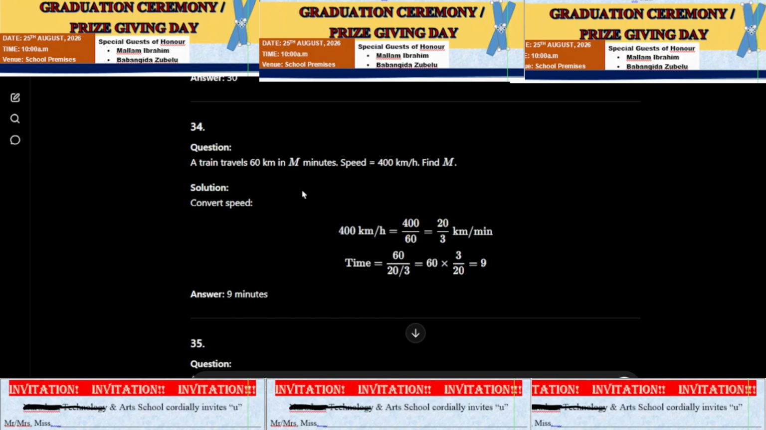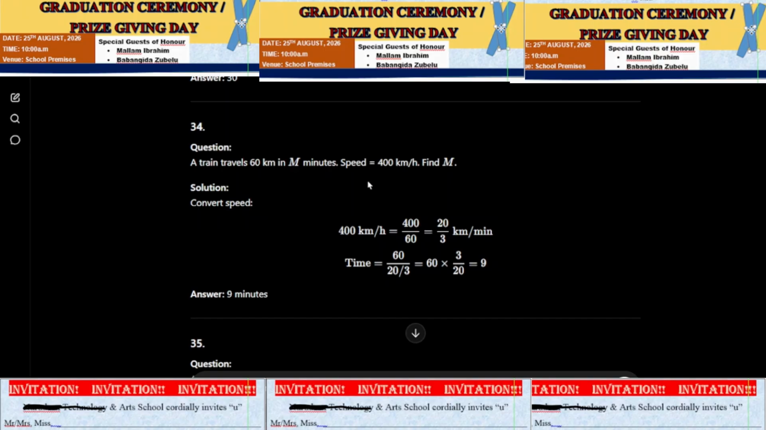And if you are going to make time the subject, time is going to give us distance all over speed, because the time will multiply the speed, and then you divide both sides by the speed, so that the speed will come to the other side. So that means time is equal to distance all over speed. Again, if you look at it very well, they say minutes, so you have to convert the number given to minutes.